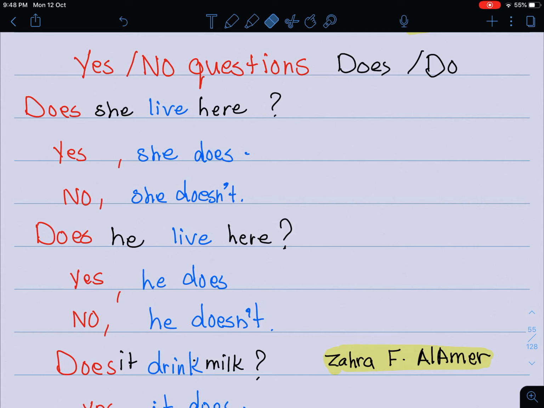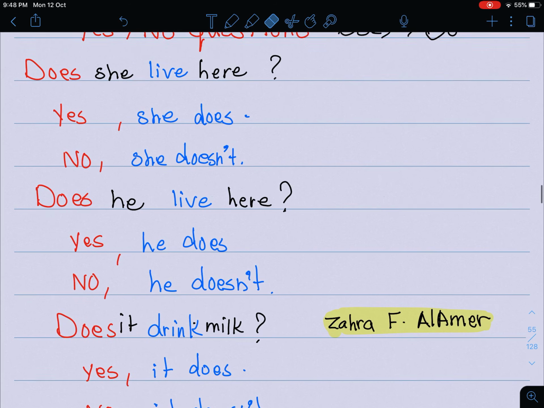Does she live here? Yes, she does. No, she doesn't. Does he live here? Yes, he does. No, he doesn't. Does it drink milk? Yes, it does.